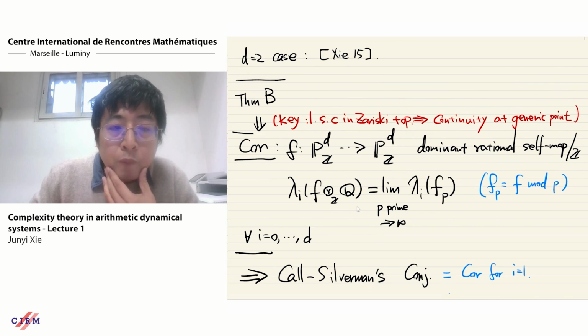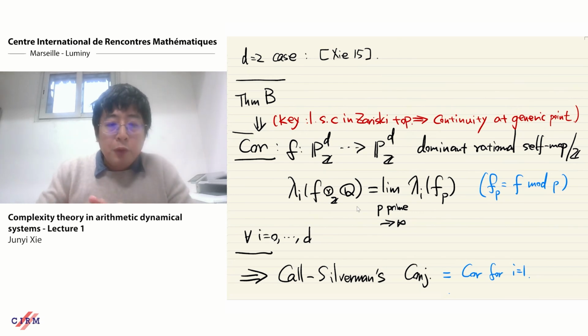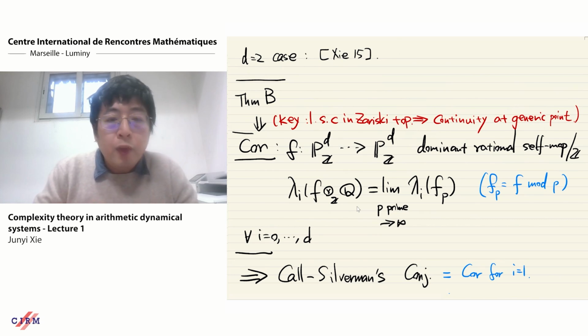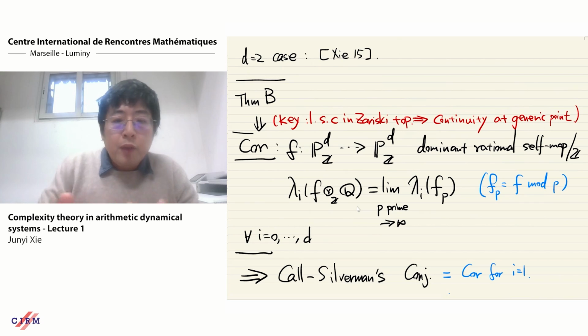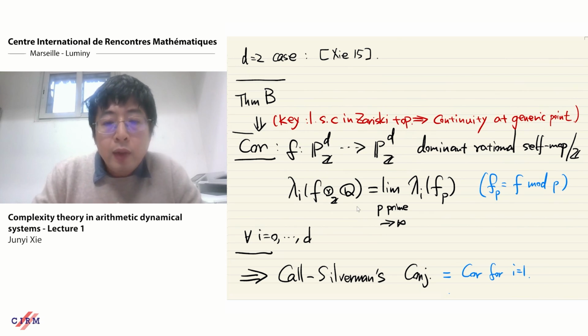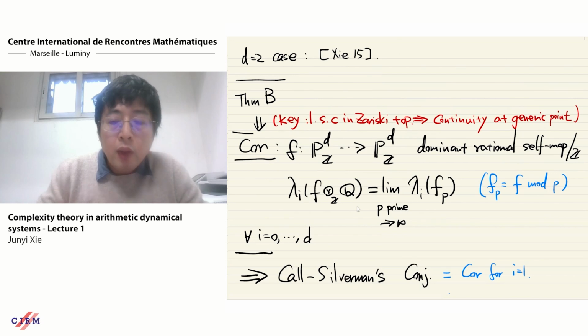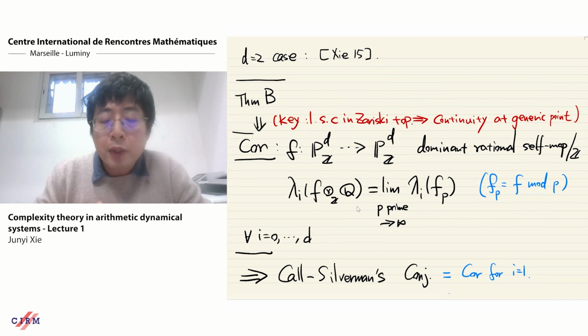And the surface case was proved in 2015. You can see that a direct consequence of our Theorem B is the following corollary: if you have a dominant rational self-map f from P^d to P^d with integer coefficients, then λ_i on the generic fiber equals the limit of the specialization of f at all primes.